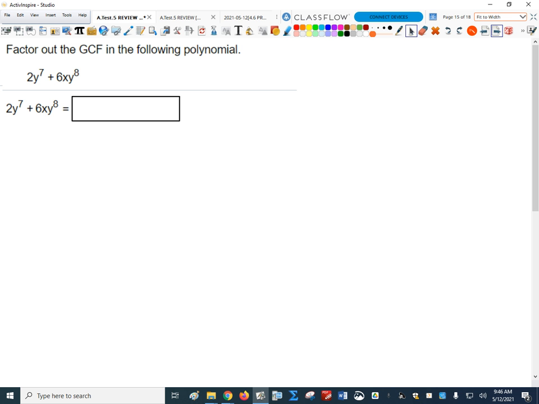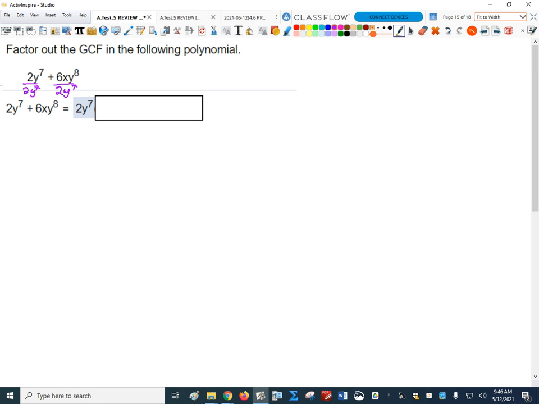2y to what power? The 7th, right? I can only undistribute a y to the 7th from both. So if I take a 2y to the 7th out, what am I left with from that first term? 1. Yeah, good. It's 1, isn't it? Because I'm dividing each of these. If that's my GCF, what I'm really doing is I'm dividing each of those by 2y to the 7th to see what's left behind.